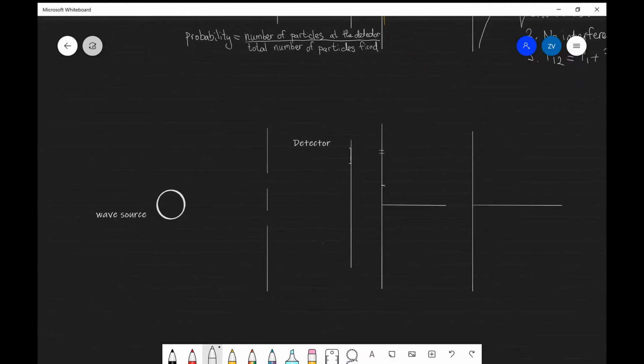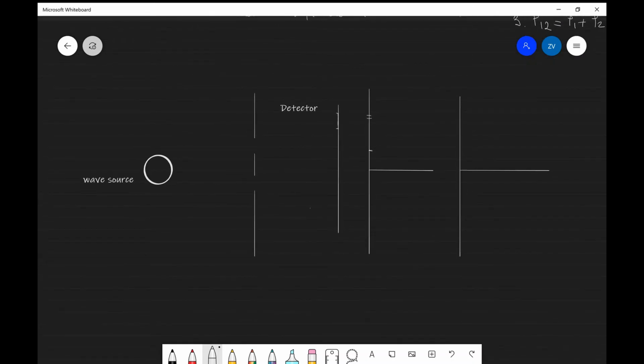Let's have a look at what the double slit experiment looks like for waves. In this case we're going to have a wave source. In practice this could be something as simple as a branch in a pool of water that we're going to be moving up and down. That's going to create some wavefronts. In other words, it's going to create some waves.